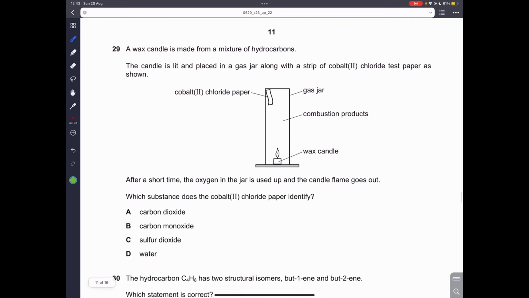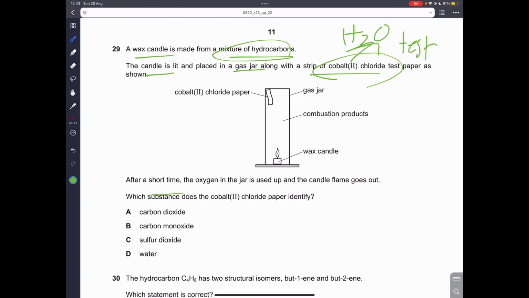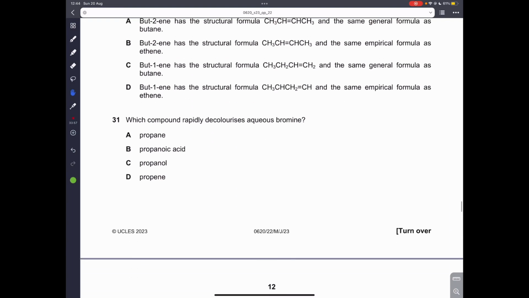Question 29. A wax candle is made from a mixture of hydrocarbons. The candle is lit and placed in a gas jar along with a strip of cobalt(II) chloride paper. When I say cobalt(II) chloride, you have to immediately know that it is a water test. After a short time, the oxygen in the jar is used up and the candle flame goes out. Which substance does the cobalt(II) chloride paper identify? Well, it is water because it is a water test, so D is the correct answer.